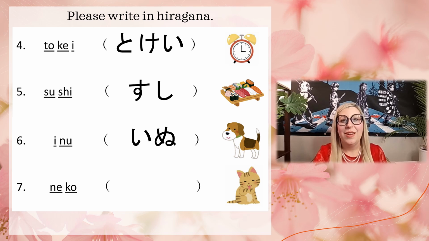And number 7, we see neko. And on the right, we see that means cat. I also have a neko. Do you have a neko? And in the word neko, we know that we have 2 hiragana, ne and ko.